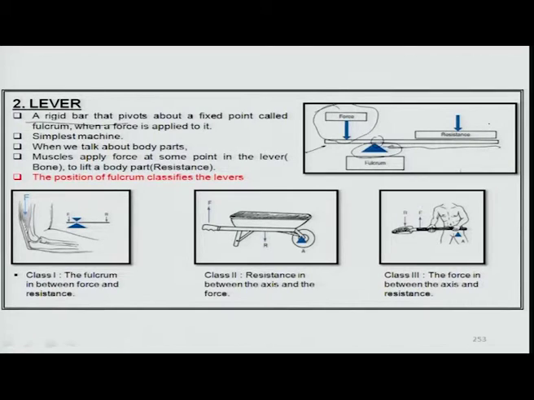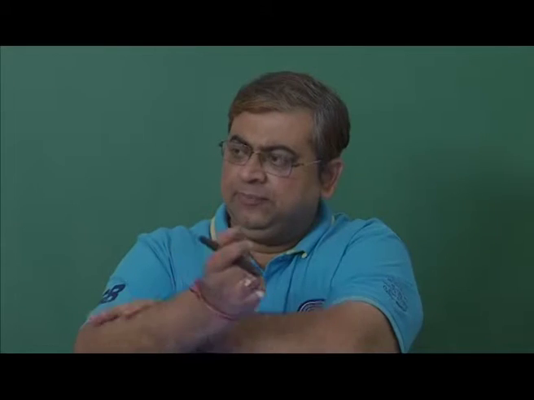So this is one of the simplest machines one can think of, and when we talk about body parts like the limbs or even the spinal region, they are all subjected to lifting loads through what we know as leverage action. So muscles apply the forces. For example, let us say we talk about this particular orientation of the hand when we are trying to lift something. Obviously the upper portion of the hand right here is able to give a force which is going to lift the lever arm.